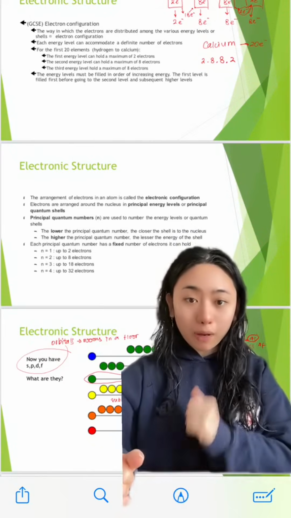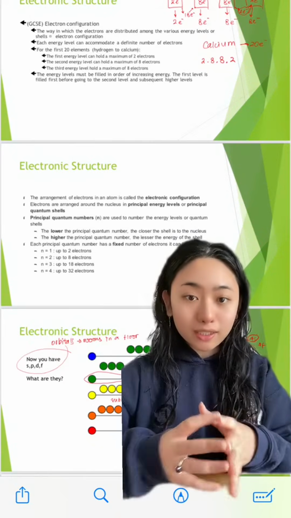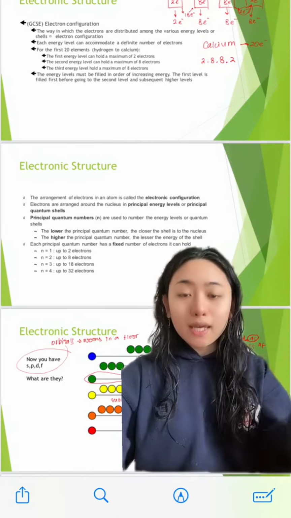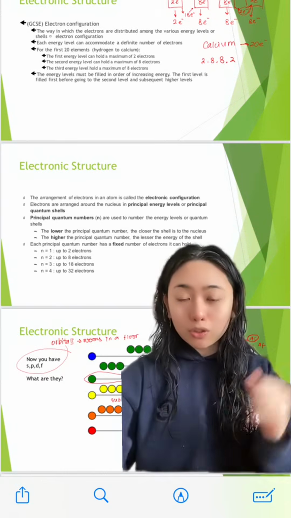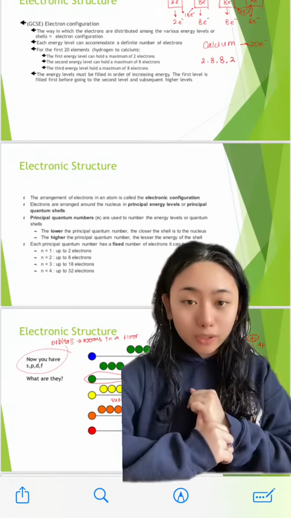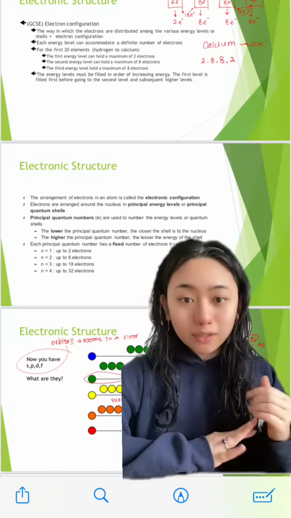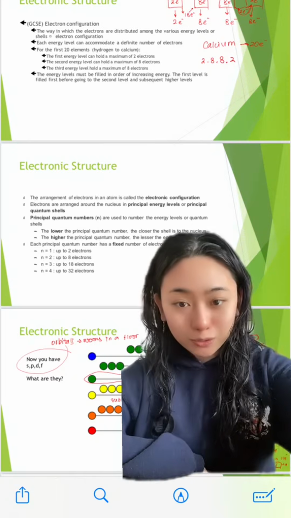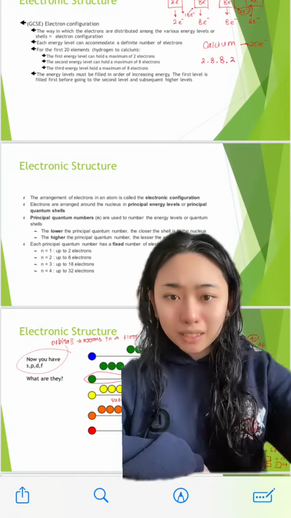The last thing we were talking about was the electronic structure and how different it is between GCSE and A-levels. In calcium, let's say for GCSE, we do 2,8,8,2. In A-levels, we don't say that anymore. We call it 1s2, 2s2, 2p6, 3s2, 3p6, and 4s2. So what do these letters even mean?